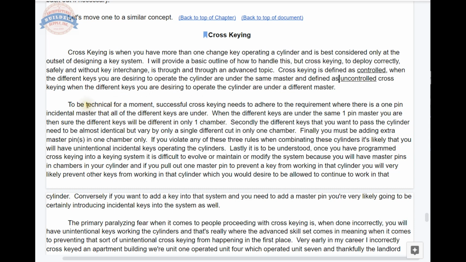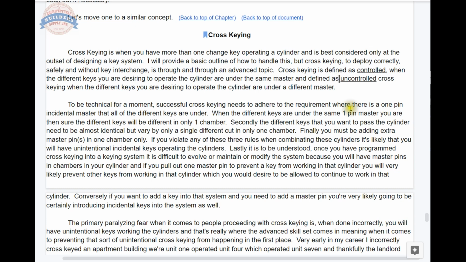Great. To be technical for a moment, successful cross-keying needs to adhere to the requirement where there is a one-pin incidental master that all of your different keys are under. And what that means is, in order for it to work, there does have to be the existence of this one-pin incidental master. That's going to be where you have one chamber that's going to be in common with those keys.